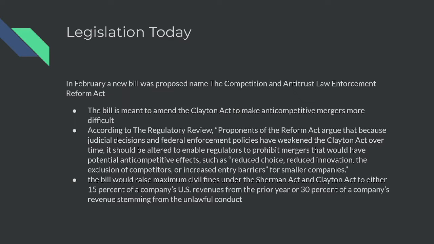According to the Regulatory Review, proponents of the Reform Act argue that because judicial decisions and federal enforcement policies have weakened the Clayton Act over time, it should be altered to enable regulators to prohibit mergers that would have potential anti-competitive effects, such as reduced choice, reduced innovation, the exclusion of competitors, or increased entry barriers for smaller companies. The bill would raise maximum civil fines under the Sherman Act and Clayton Act to either 15% of a company's U.S. revenues from the prior year or 30% of a company's revenues stemming from the unlawful conduct.